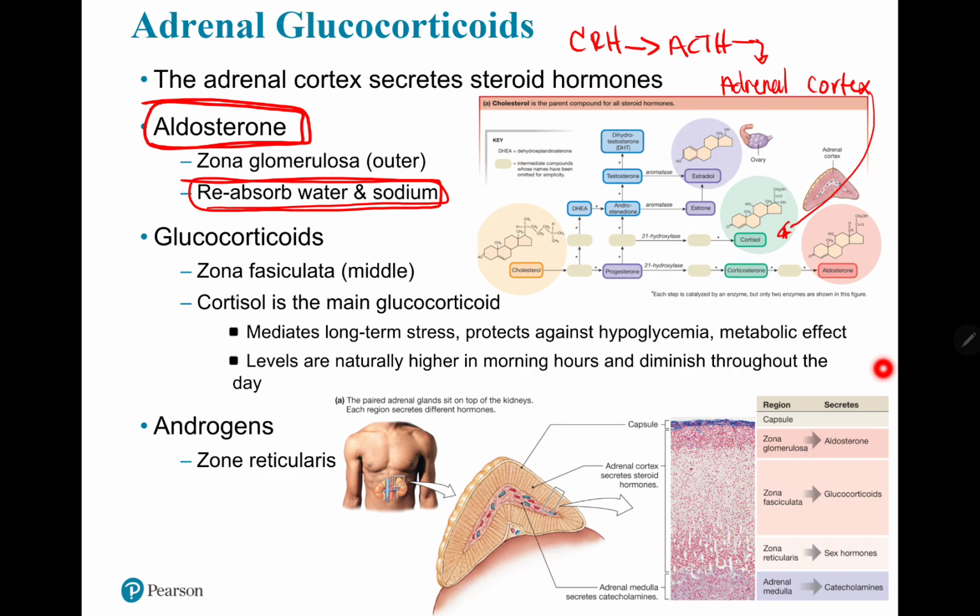Cortisol is going to be produced by that middle layer, right? The zona fasciculata. Cortisol is produced by the adrenal cortex, and it helps to mediate long-term stresses, right, protect against hypoglycemia, and it has an overall metabolic effect, right? Now remember that levels are naturally going to be higher in the morning and they're going to diminish throughout the night, okay? Those are going to be those cortisol levels.